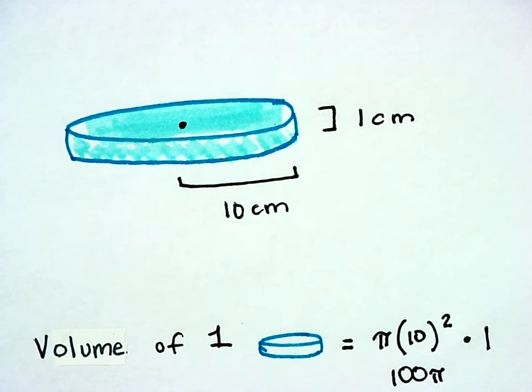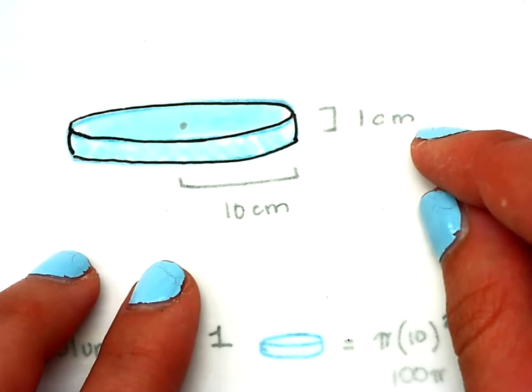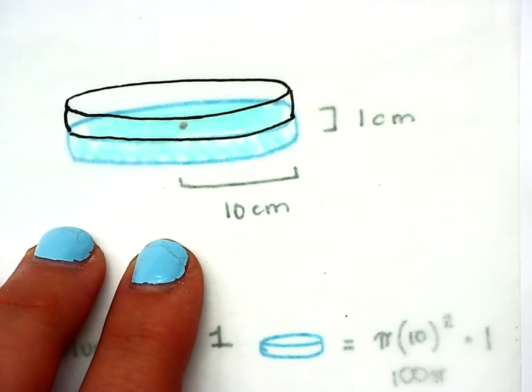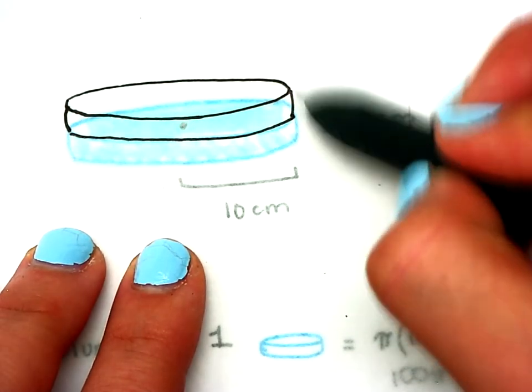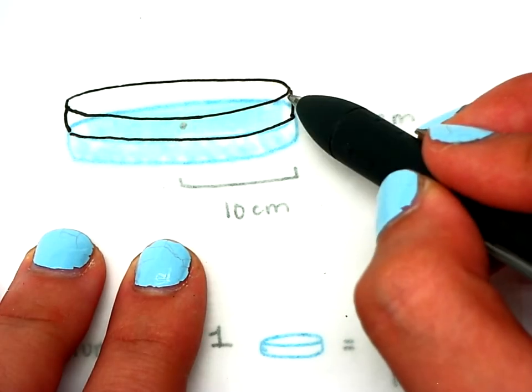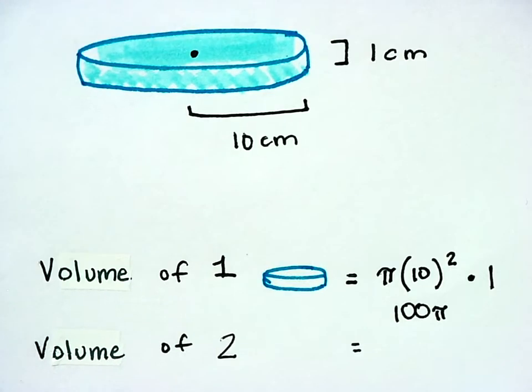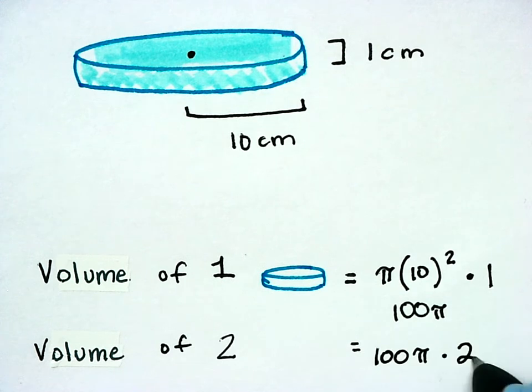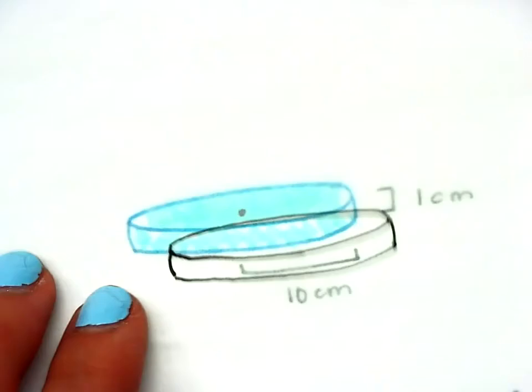Okay, but what if I want to stack another one on? I want to create more volume, right? If I copy this exact shape and pile it right on top, now I have an object that's 2 centimeters high, because I've stacked one on top of the other. To find the volume of these 2 cylinders, we again take the area of the base, 100 pi, and now multiply it by 2 because the new height is 2.